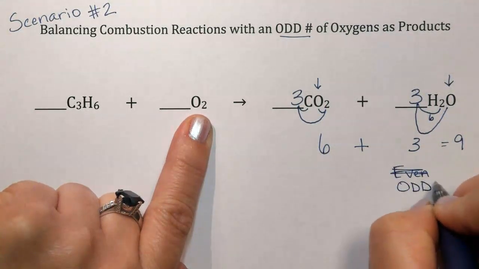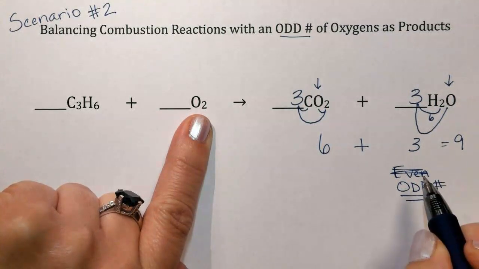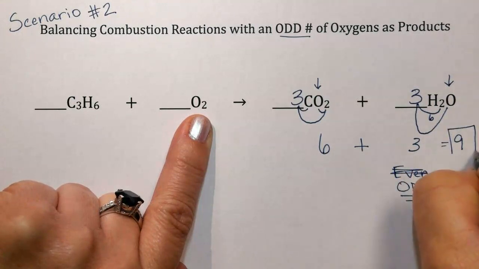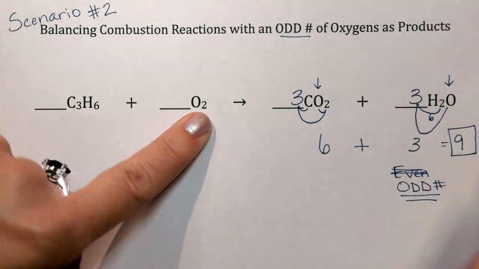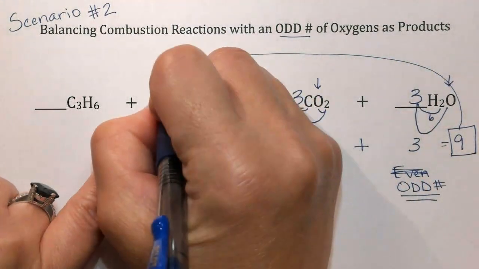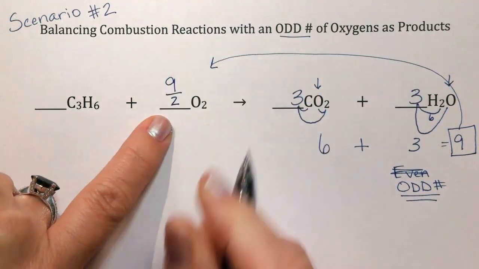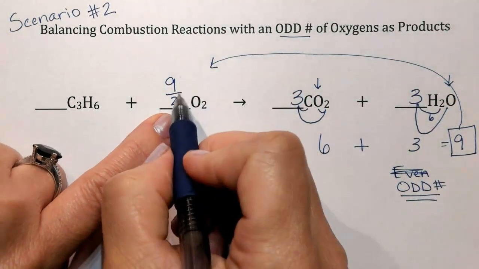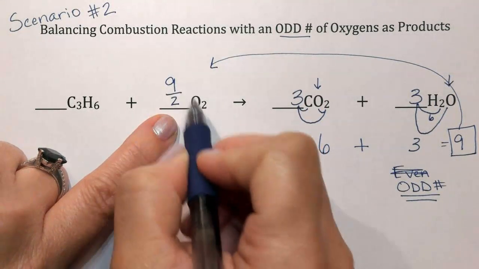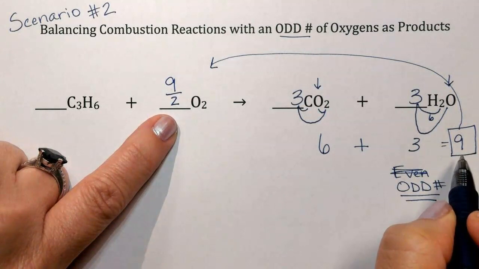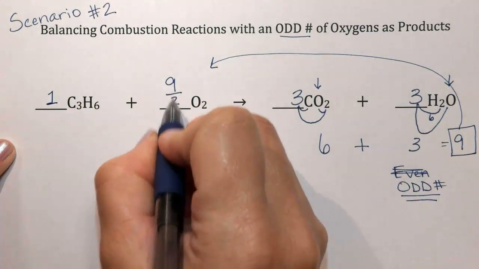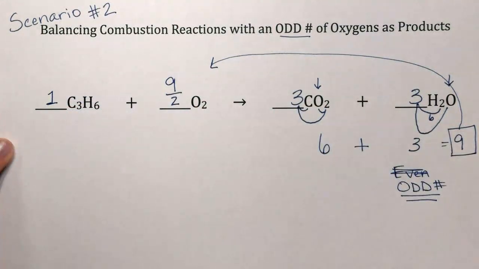This is an odd number of oxygens. So because this is an odd number of oxygens, we're going to do a special trick. We're going to take this odd number, the 9, and we're going to place it all the way over here in front of the oxygen in a fraction, 9 divided by 2. And what that does is 9 divided by 2 times 2 equals 9, which balances with this 9 over here. So now this is balanced with a 1, 9 over 2, 3, 3 ratio.